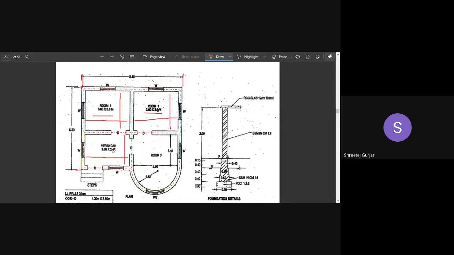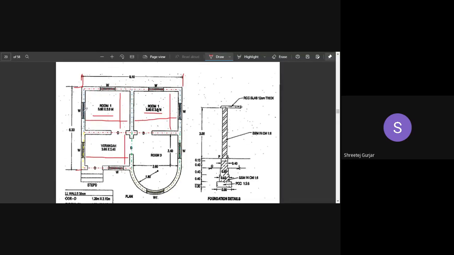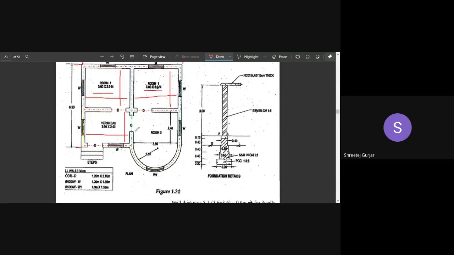Now the number of doors you can see is 1, 2, 3, and 4. Four doors. And windows you can count 1, 2, 3, 4, 5, 6, 7, 8. There are 7 windows W, and this one is a different one. This one is W1.